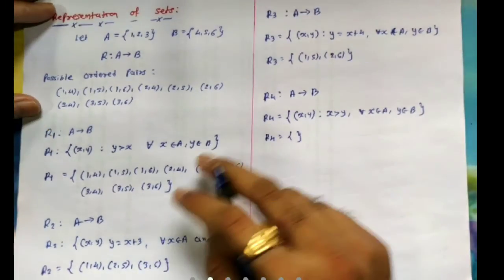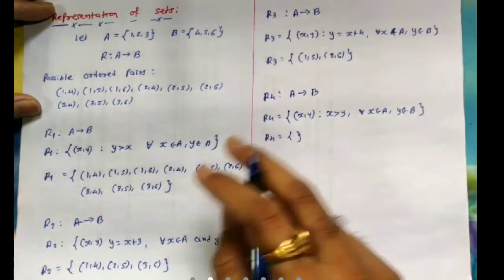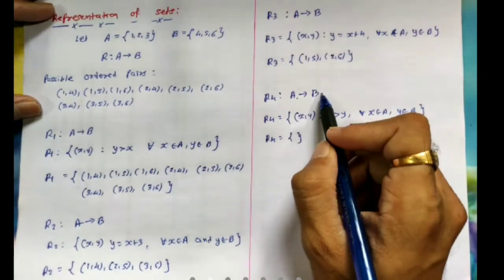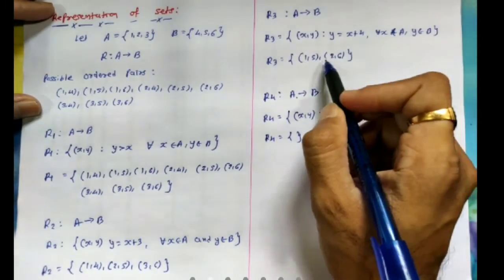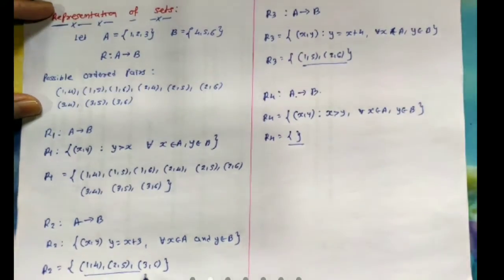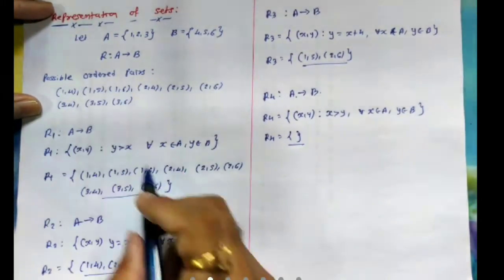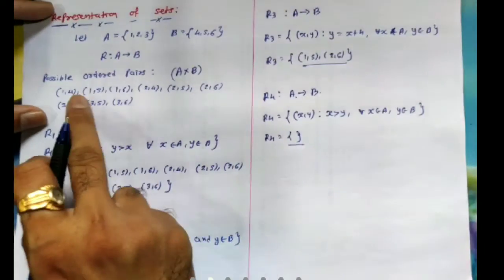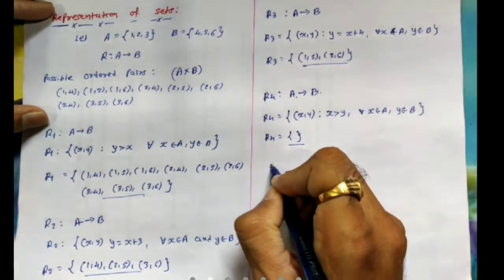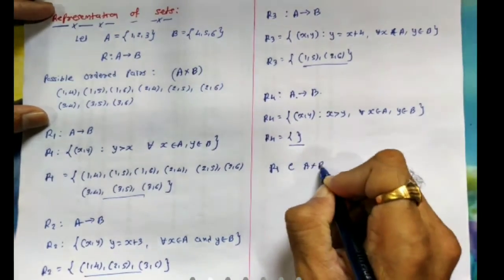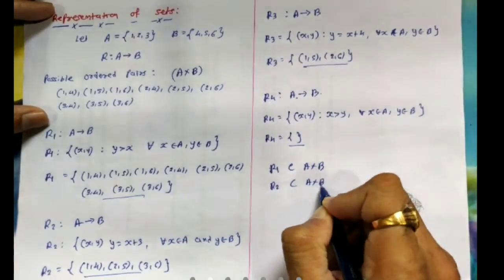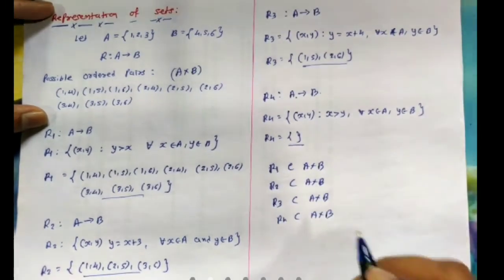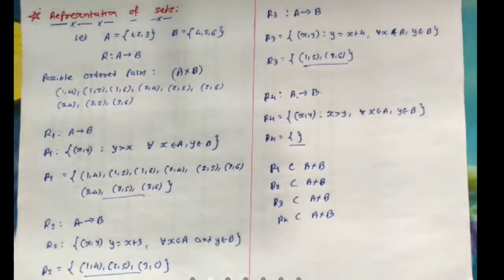Clear? So from these four examples of relations, we concluded that all the relations are subsets of the Cartesian cross product A cross B. If we are defining the relationship between set A and set B, then all the possible ordered pairs of that relation are a subset of the Cartesian cross product A cross B. So our conclusion was: relation R1 is a subset of A cross B, R2 is a subset of A cross B, R3 is a subset of A cross B, and R4 is a subset of A cross B. And from this conclusion, we defined our relation.